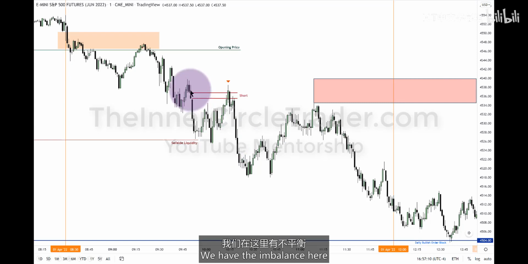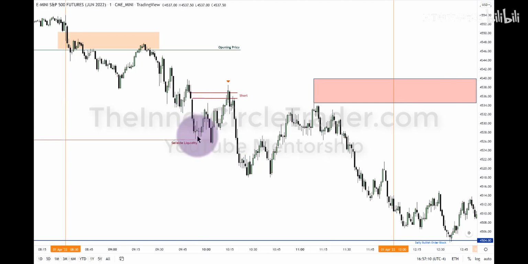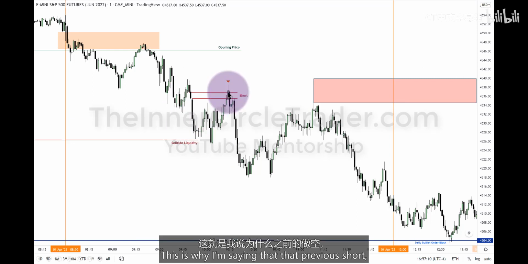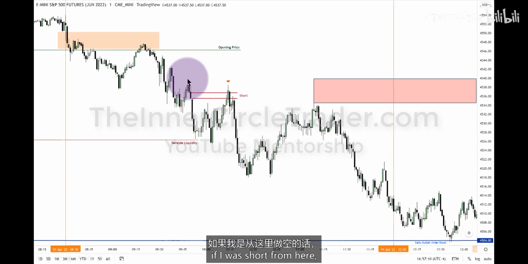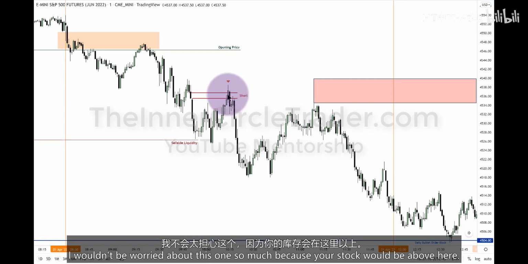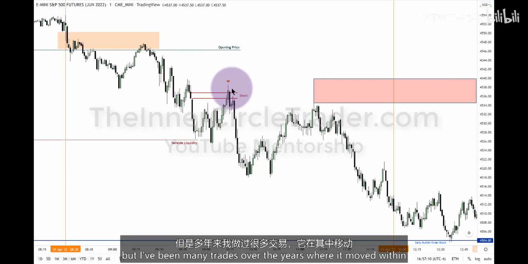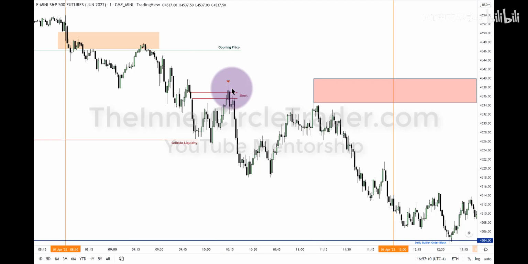Another one is here. We have the imbalance here, after we aggressively moved lower and then retraced back up in. This is why I'm saying that previous short, if I was short from here, I wouldn't be worried about this one so much because your stop would be above here. Now, it got close to it, but I've been in many trades over the years where it moved within a quarter of a point without stopping me out.